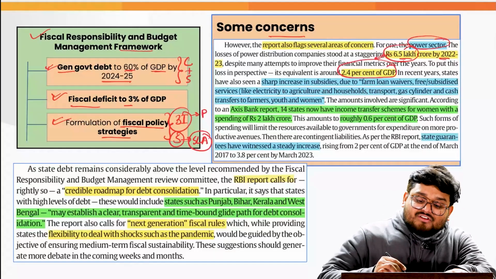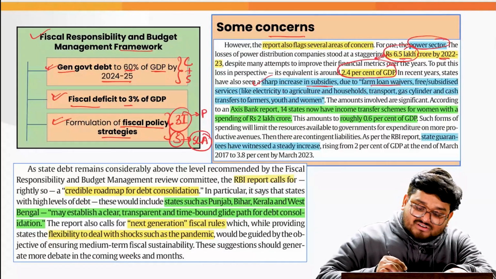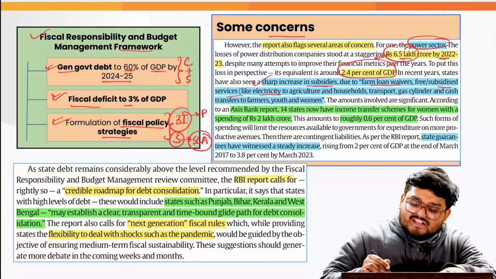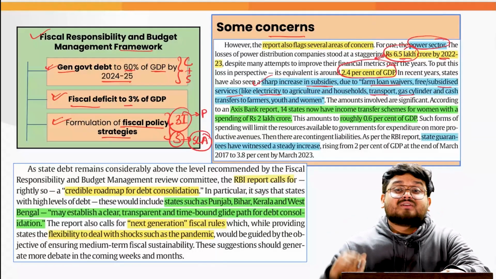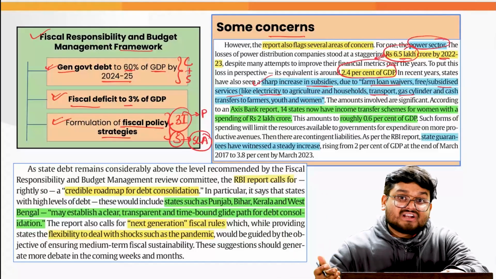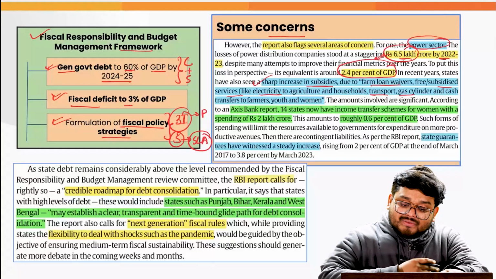Apart from this, there is also a sharp increase in the various subsidies due to farm loan waivers, free services such as electricity, transportation, gas, sometimes even smartphones and laptops, which the state governments are more than happy to give to the people in return for the votes.